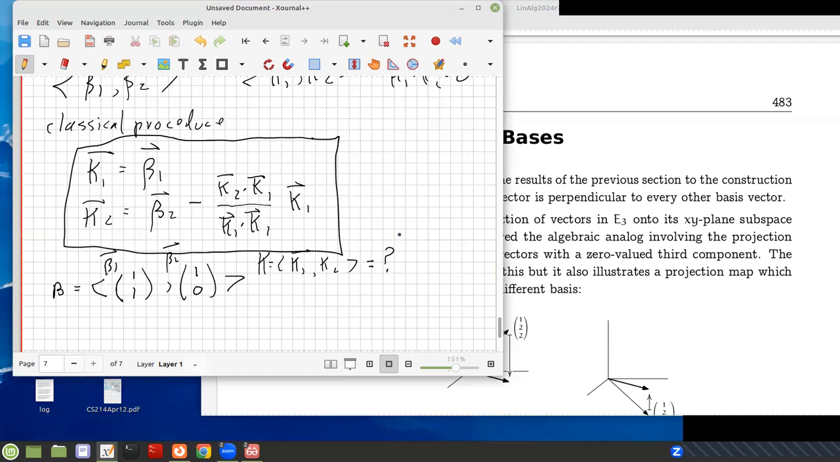Well, okay. Kappa 1 is beta 1, right? You know beta 1 and beta 2. Kappa 2 is beta 2. Kappa 2 dot kappa 1, which you know from this. What?